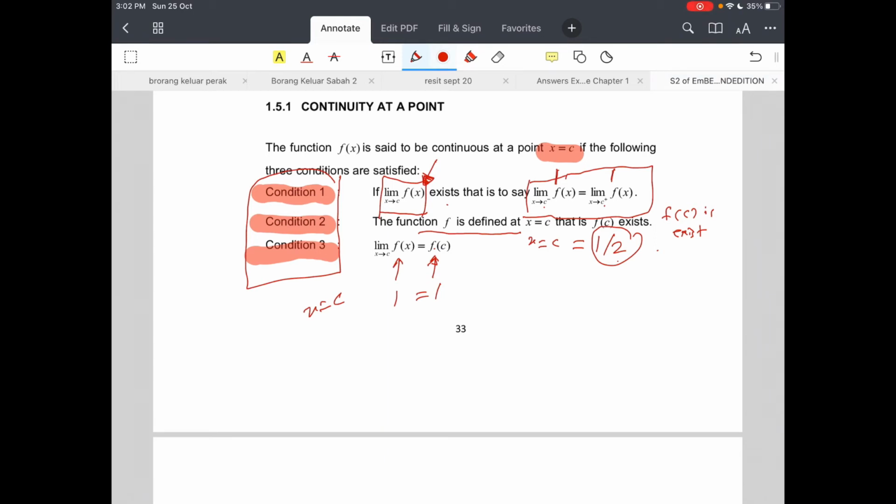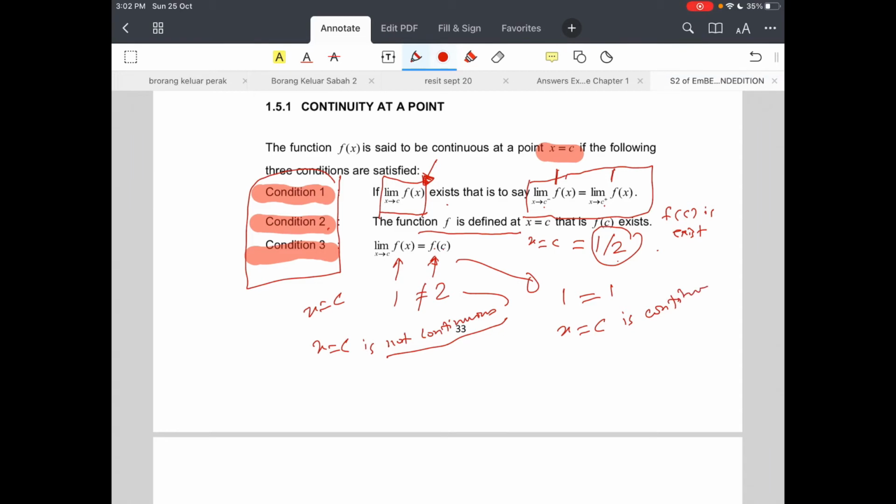Okay, now if, for example, f(c) here is 2, we've got 2 here at condition number 2, then we can say that the function at x equals c is not continuous. This is not the same, right? So if not the same, then we say it is not continuous. But if you get the same answer, 1 and 1, then we can say it is continuous.